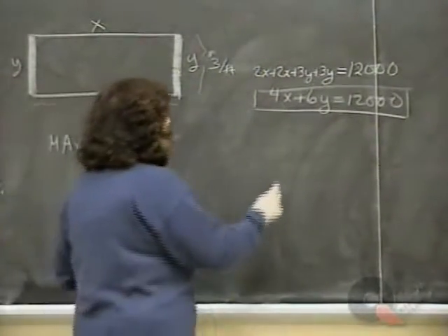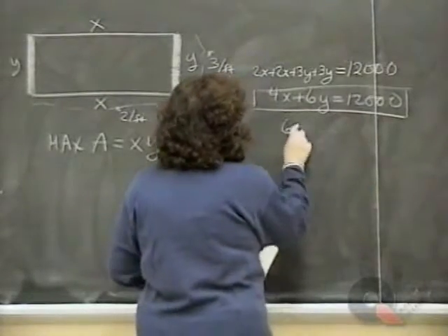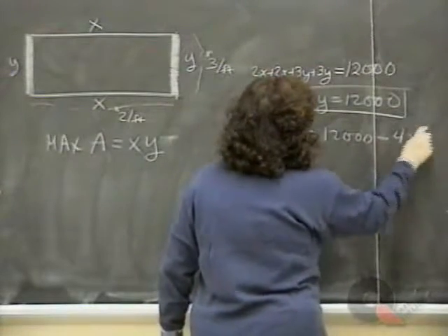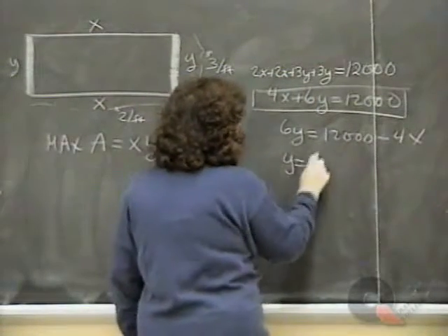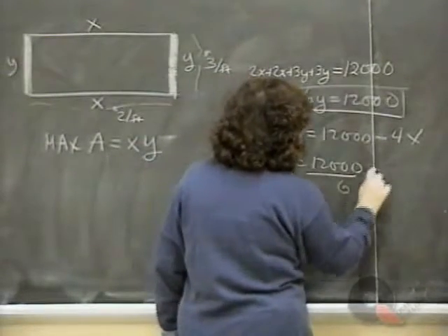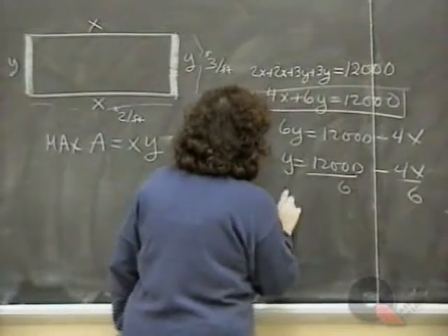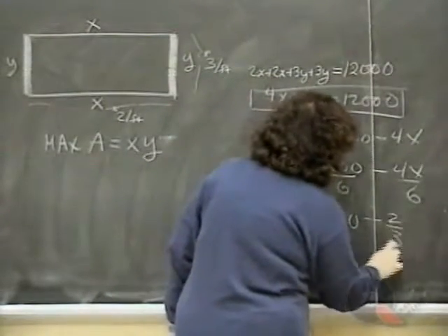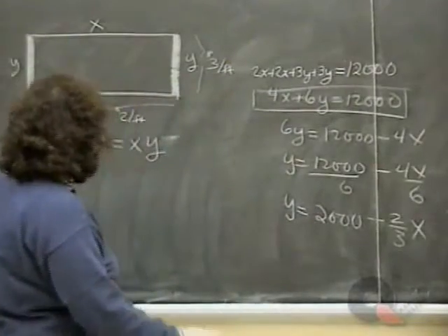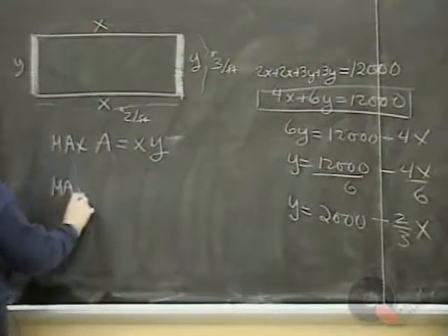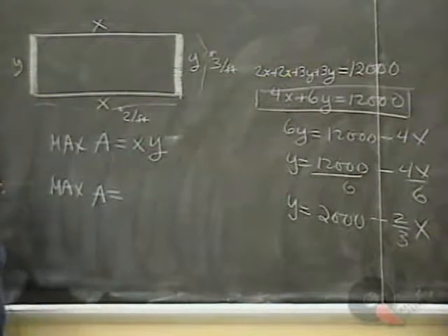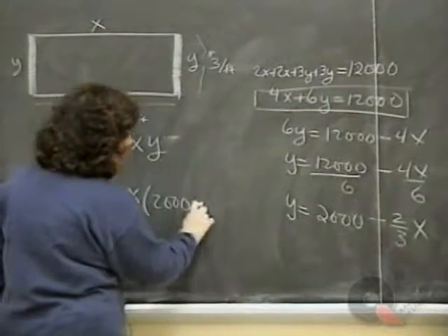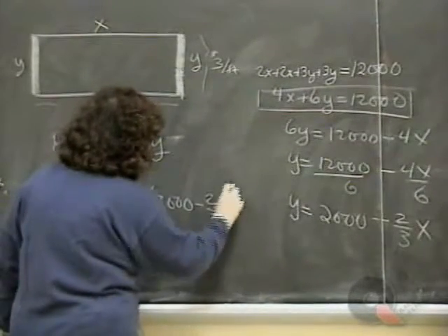Now, if we want to solve for either X or Y, if we solve for Y, 6Y is 12,000 minus 4X, dividing by 6. Y would be 12,000 over 6 minus 4X over 6, or Y would be 2,000 minus 2/3 X. So we could substitute that in here, since we want to maximize the area, which is X times Y, X times (2,000 minus 2/3 X).